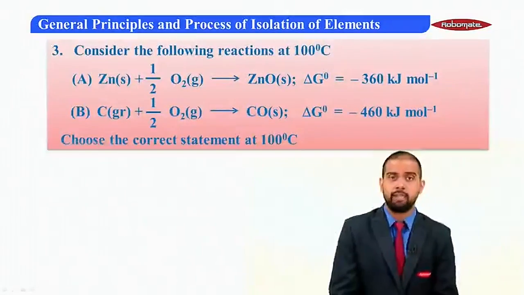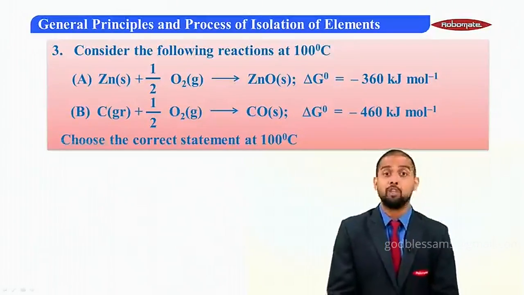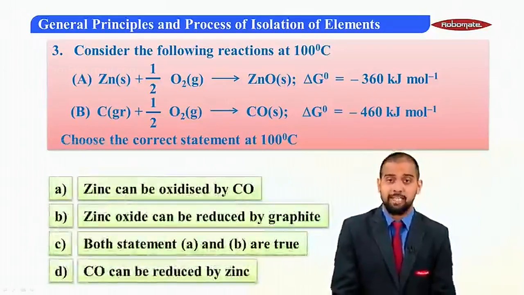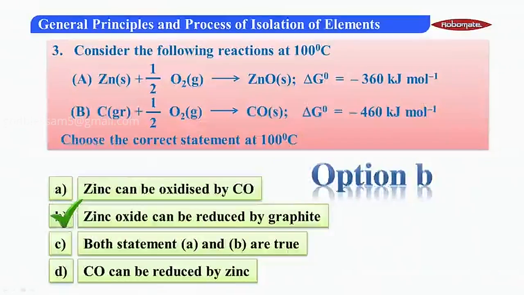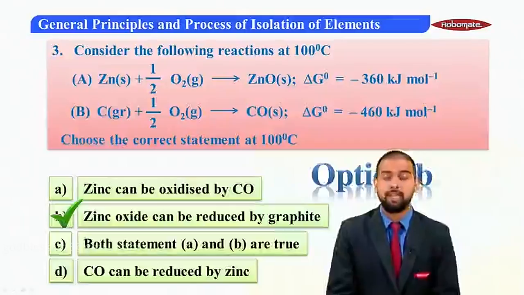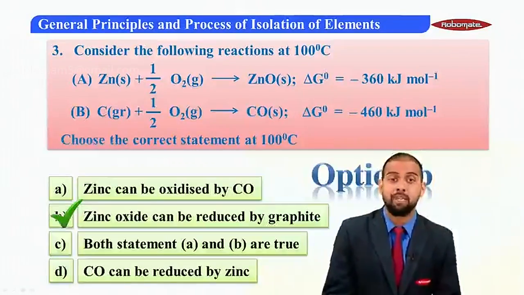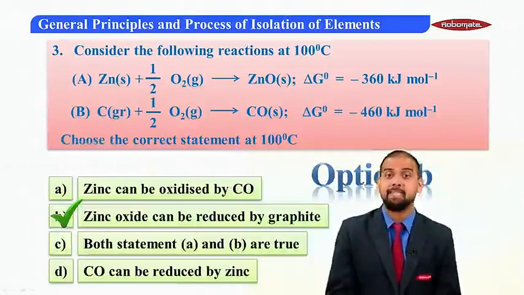Consider the following reactions at 100 degrees Celsius. First one is the formation of zinc oxide. Second one is the formation of carbon monoxide. And from the delta G naught values, I can understand that the formation of carbon monoxide is much more stable than the formation of zinc oxide. In this case, the right option would be option B. Why? That is because zinc oxide can be reduced by graphite. So zinc oxide in the presence of carbon will lead to a reaction where zinc and carbon monoxide are formed. And as I can see, the carbon monoxide reaction is much more stable. Hence, B is the right option.